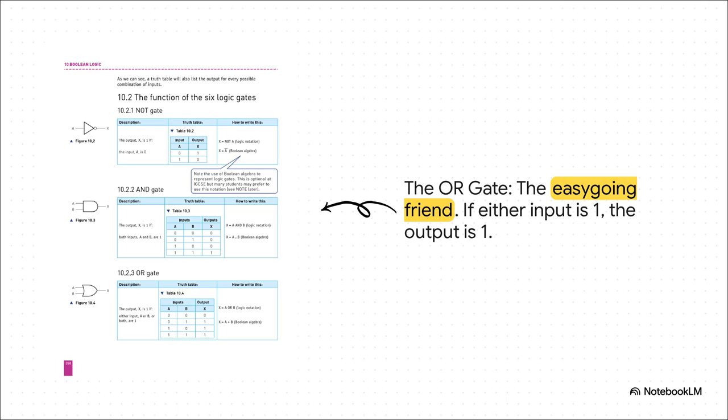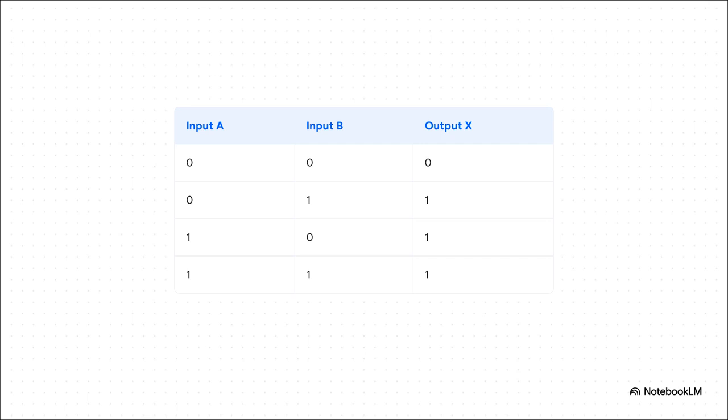Now, our third fundamental gate, that's the one at the bottom, is the OR gate. If the AND gate was a strict bouncer, this one's the easygoing friend. It's got 2 inputs too, but its rule is way more chill. If input A or input B is a 1, then the output is a 1. It's happy as long as at least one of them is true. And if you look at its truth table, you can see exactly what I mean. The only time you get a 0 is that very first row, when both inputs are 0.